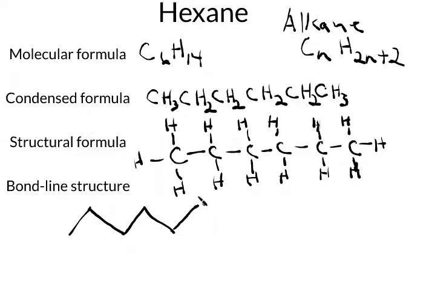The carbons on the end have 3 hydrogens around them so that they have 4 bonds. These carbons in the middle are CH2s, they have 2 hydrogens on them, and they're bonded to 2 carbons. So these are the various ways that we can represent hexane.